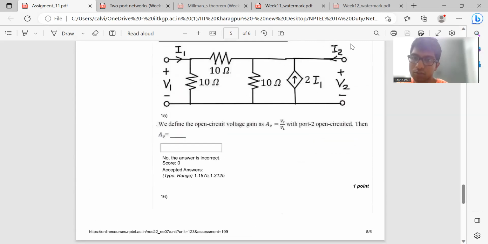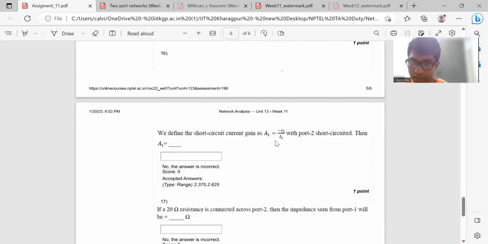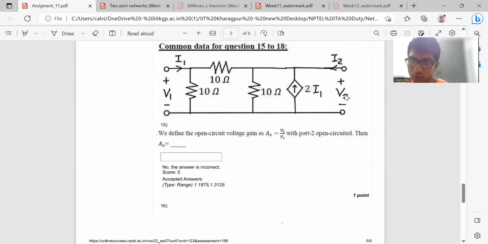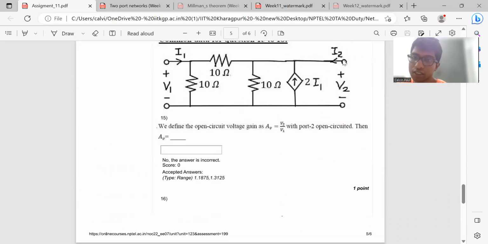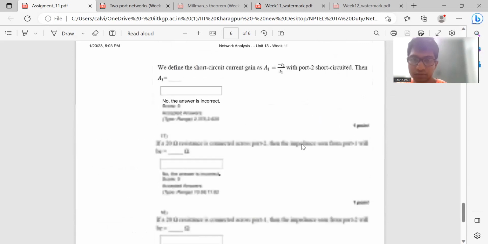So we short this port, so we will set V2 equal to 0. And then we will get the current gain, the ratio of minus I2 upon I1. That is the short circuit current gain. Then they're considering a case when a 20 ohm resistance is connected across port 2, then the impedance seen from port 1 will be dash ohm. So we will connect a 20 ohm resistor over here. Then we will find the impedance seen from port 1, that will be V1 upon I1.